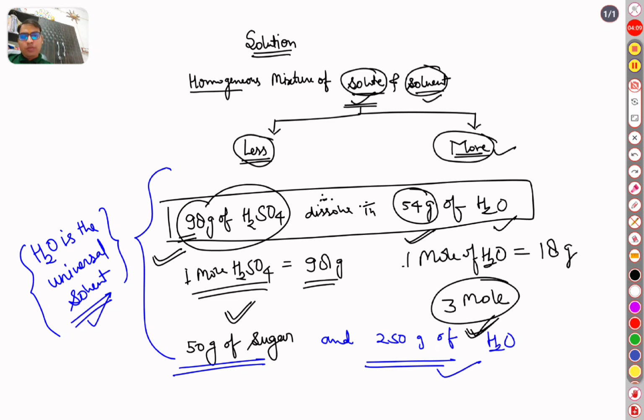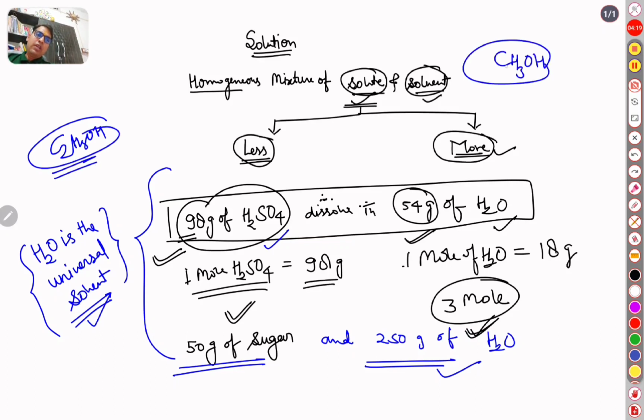Somewhere H2SO4, somewhere C2H5OH, means ethyl alcohol, somewhere methyl alcohol. So solute and solvent depend on the quantity. Whichever is more in quantity is called solvent. Whichever is less in quantity is called solute. Is it easy or not?